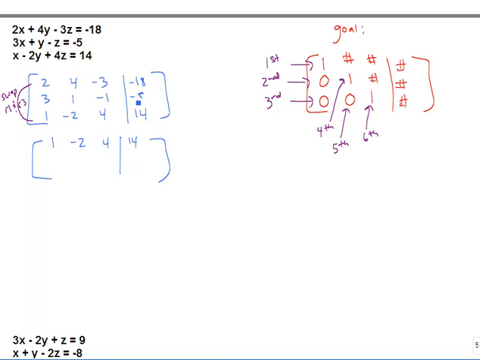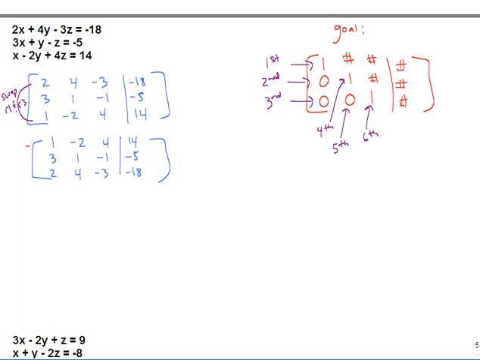I'll keep the middle row the way it is, 3, 1, -1, -5. And now the new bottom row is 2, 4, -3, -18. Once you get your 1, you will always be able to get your zeros. So the way we get zeros is we look at the number we're trying to eliminate. Let's say we want to eliminate 3.